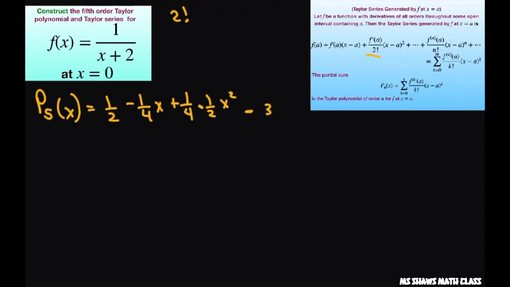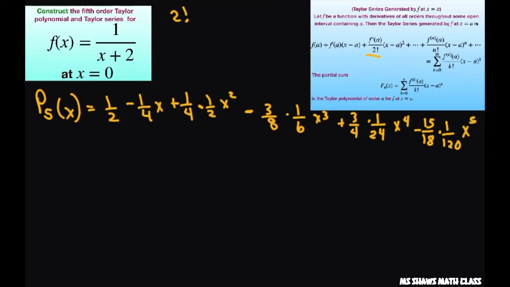Minus, then we had 3/8 times the 1 divided by 3 factorial, which is 6. X cubed. Then we have plus 3/4 times 1 divided by 24. That's your 4 factorial. X to the 4th. Minus 15 divided by 8 times 1 divided by 120, x to the 5th.